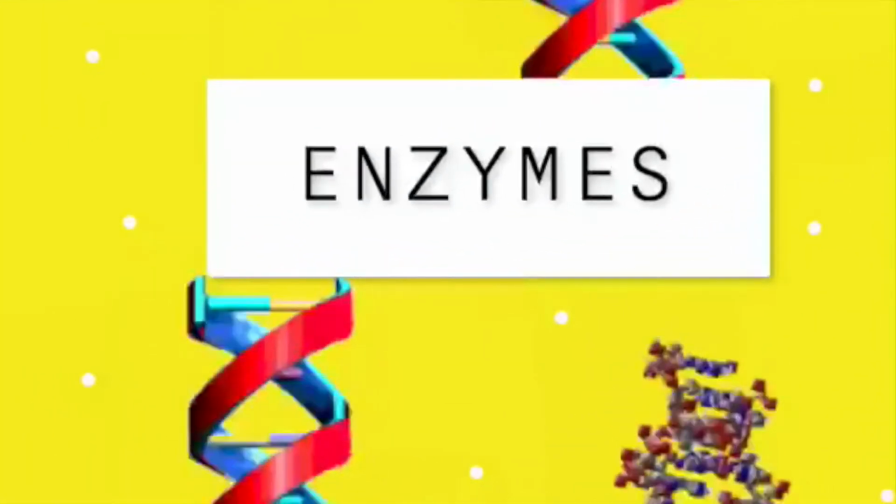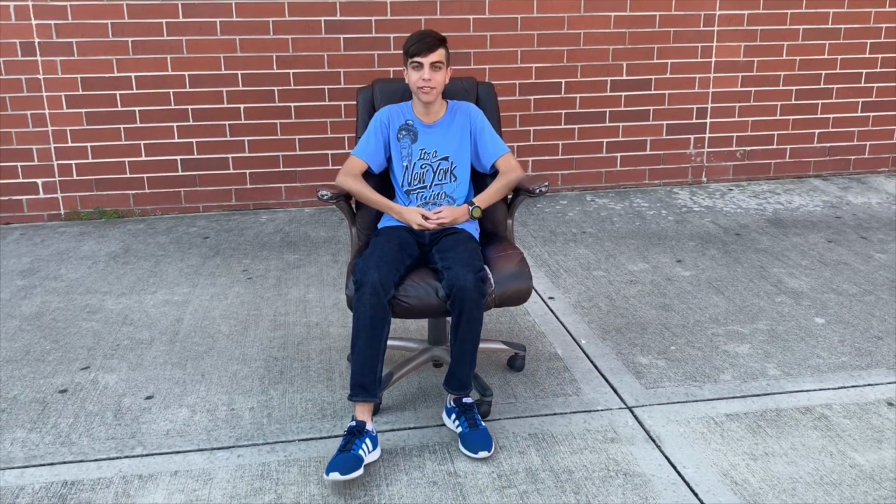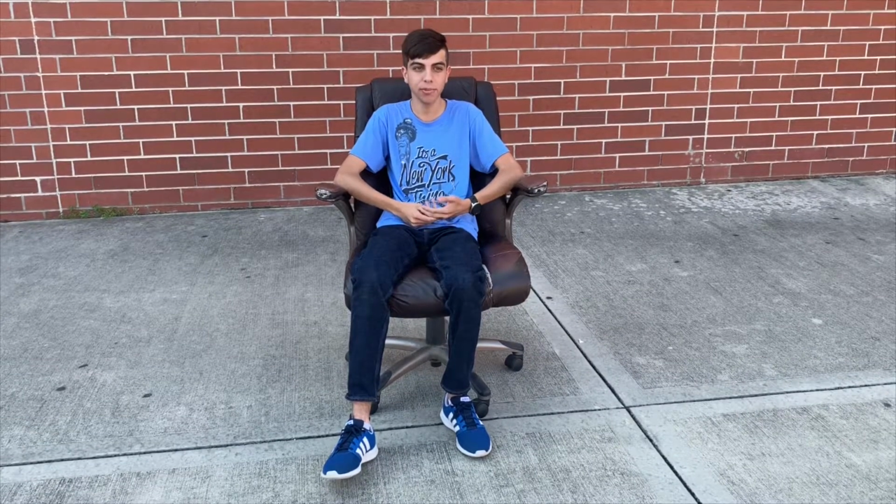DNA stores genetic information, while RNA helps create amino acids, which create enzymes. Enzymes are a type of protein, which is a catalyst, which basically speeds up reactions by lowering activation energy. The shape of the enzyme determines its function.